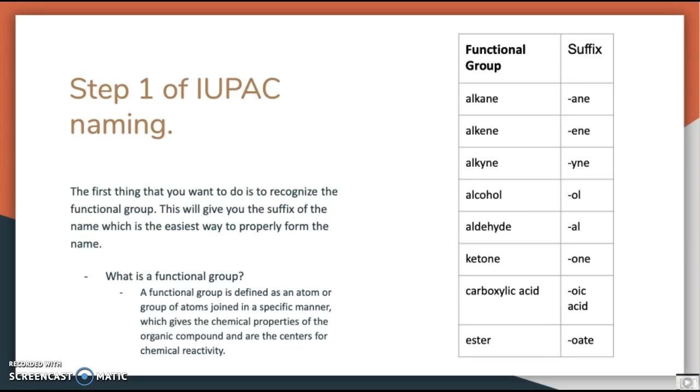A functional group is defined as an atom or a group of atoms joined in a specific manner which gives the chemical properties of the organic compound and are the centers for chemical reactivity. To the right, I have a few functional groups that have their suffix beside them. These are usually the endings of names for organic compounds. In this course, we generally only touched on the top 4 functional groups, being that of an alkane, alkene, alkyne, and alcohol. However, the rest are good to know.